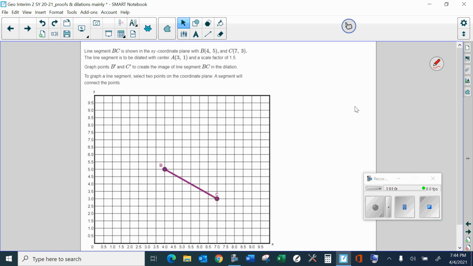Line segment BC is shown in the XY coordinate plane, B with coordinates 4, 5, and C with 7, 3. The line segment is to be dilated with center A, which is 3, 1. Right there. Remember, any dilations I can draw, and it has to be along here. So it has to be somewhere along that path.